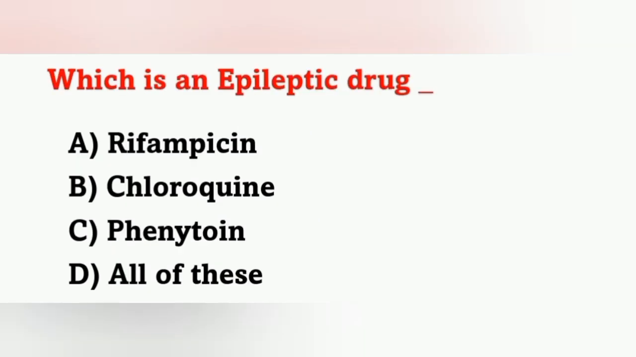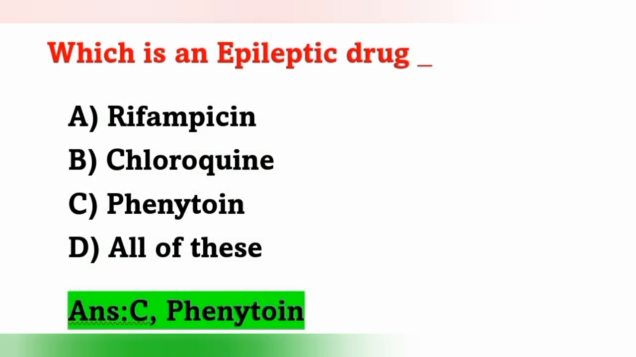Which is an epileptic drug? Among the following, which is an epileptic drug? Option A, rifampicin. Option B, chloroquine. Option C, phenytoin. Option D, all of this. Among these, phenytoin is an epileptic drug.